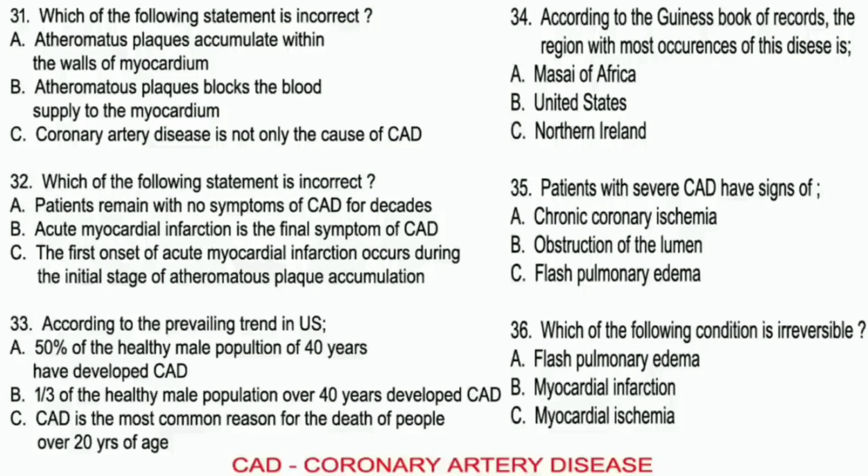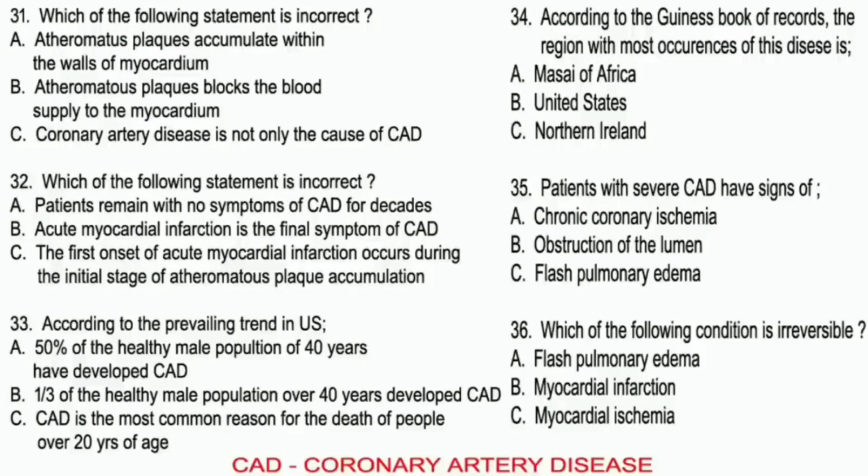After decades of development, some of these atheromatous plaques may rupture and, along with the activation of the blood clotting system, begin to obstruct the blood flow to the myocardium, causing sudden death. This disease is also the most common cause of death over 20 years of age.